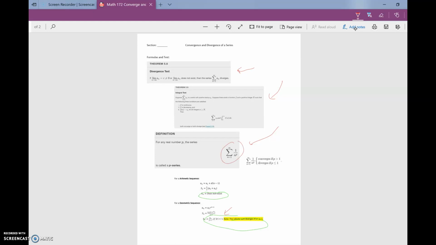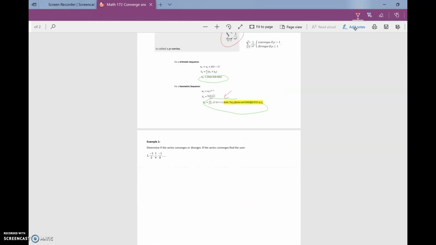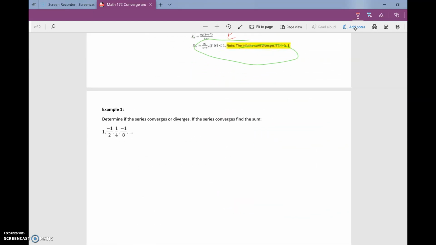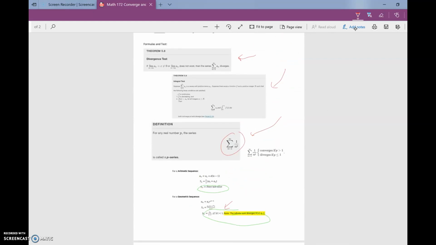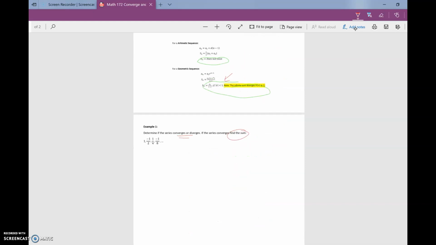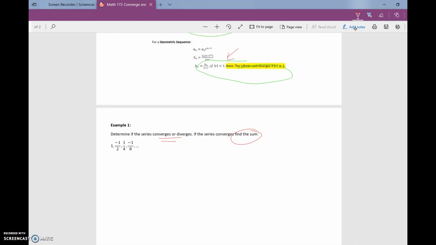So for each problem, I need you to look at the instructions and read what they're asking us to do. But these are the main formulas that are going to show up in this section. Okay, so let's take a look at example 1. All they want us to see is if it converges or diverges. If they're asking us to find the sum or the limit, then most likely they're not asking us to apply any of the tests. You have to look to see if this one is arithmetic or geometric.